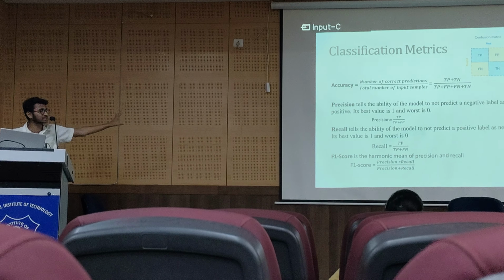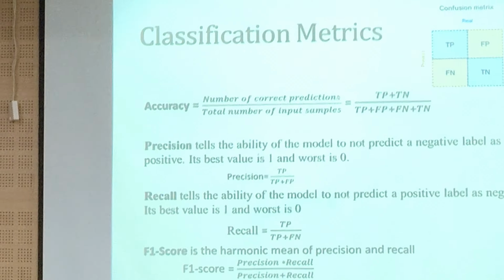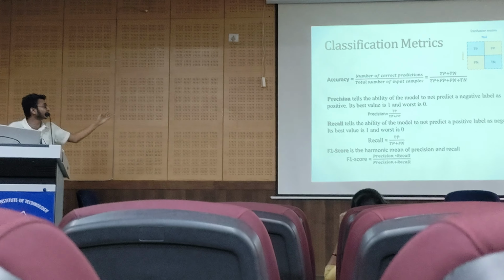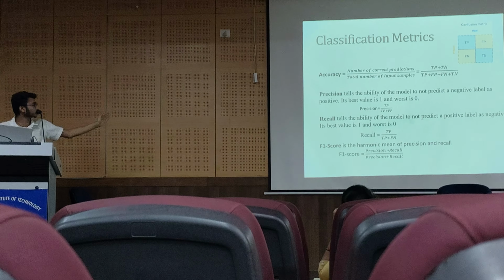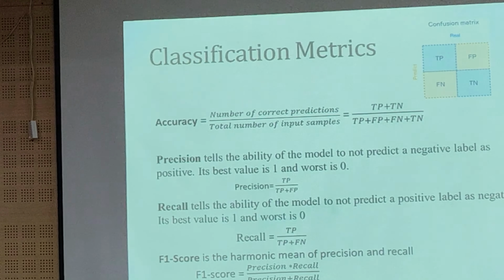And these are the metrics that we use. For accuracy, precision tells the ability of the model to not classify a negative as a positive, and recall is the ability to classify a positive as a positive. You can see here, the F1 score is the harmonic mean of those two.